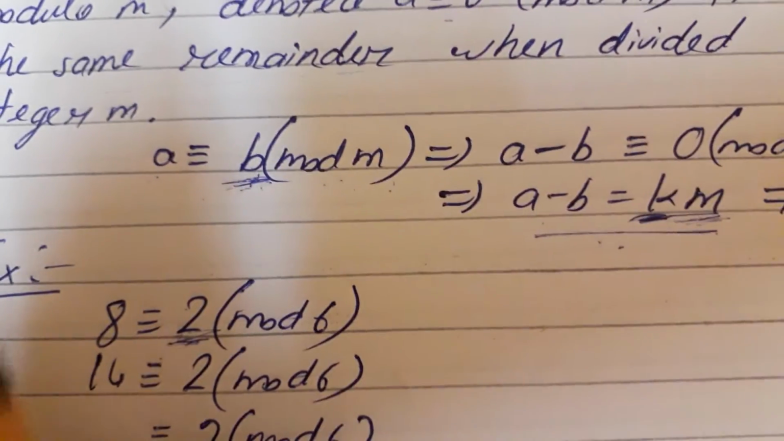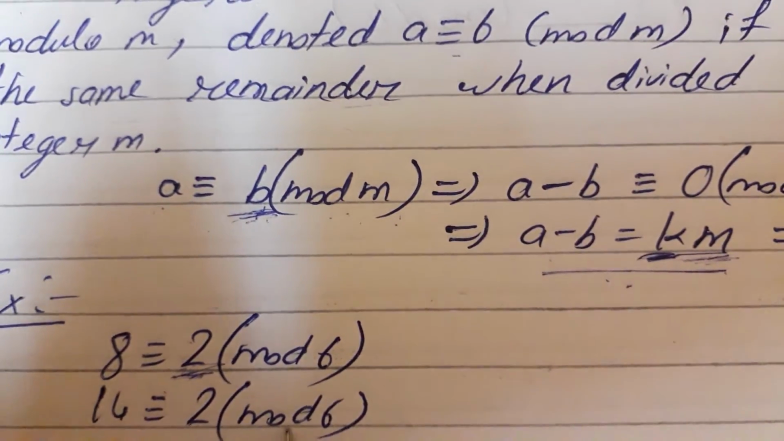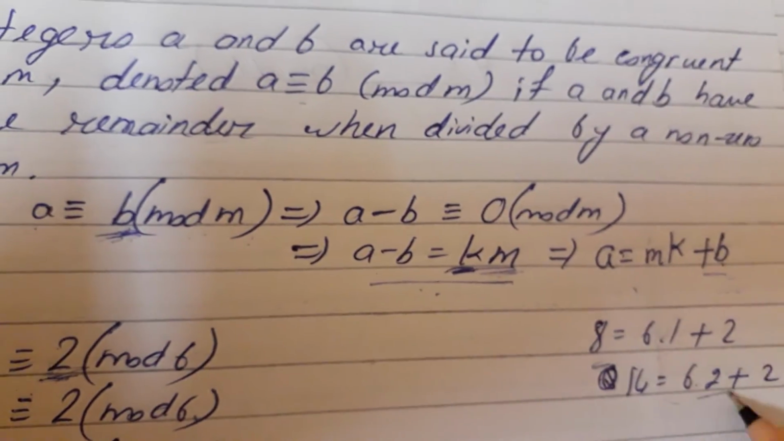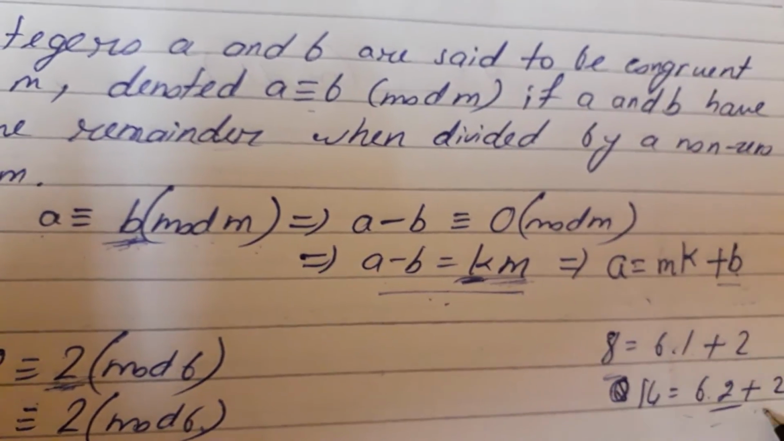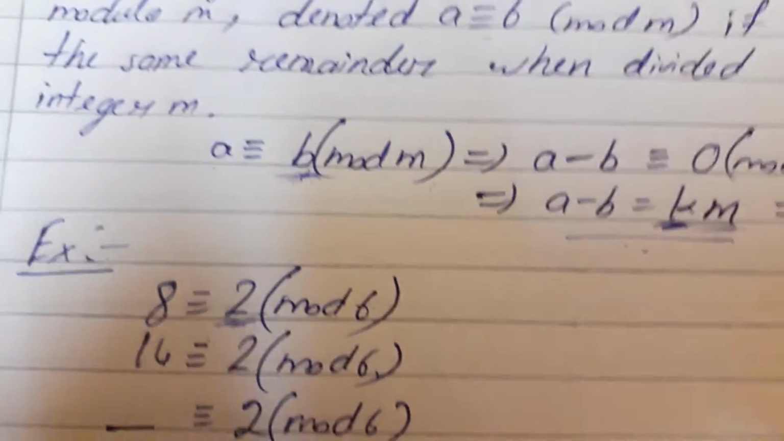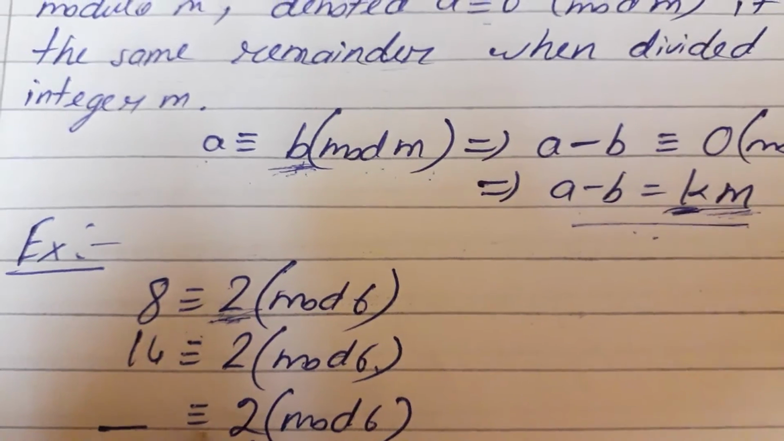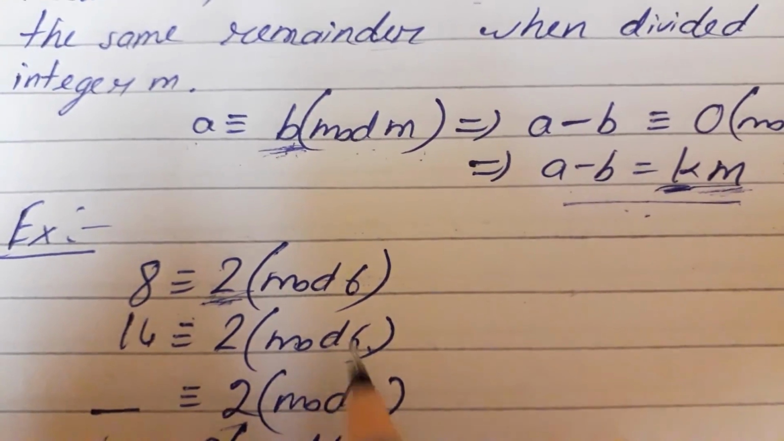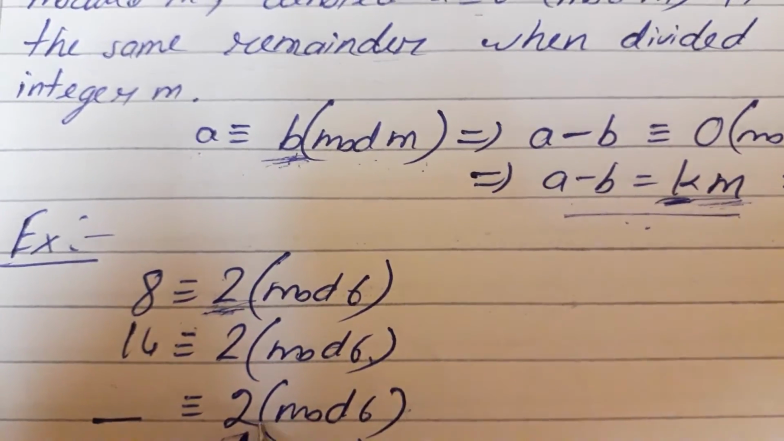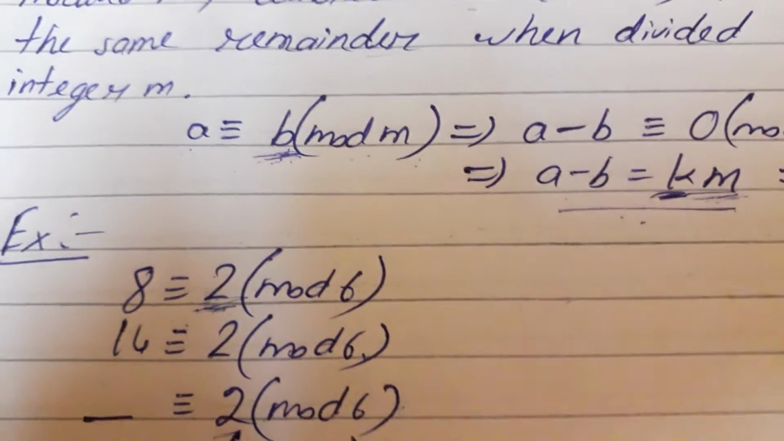Similarly for the second case, you see 14 ≡ 2 (mod 6). Why? Because 6 into 2 is 12, plus 2 gives 14. Then in the next case, you have to find this side. Now see, here it is given that something ≡ 2 (mod 6).